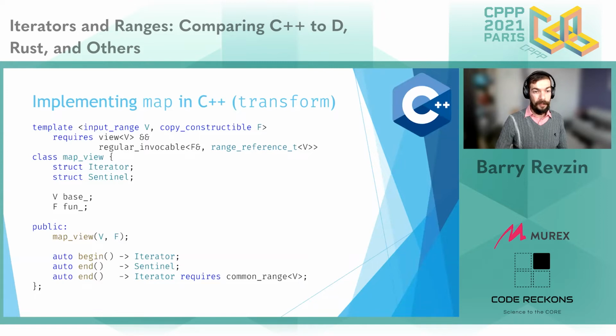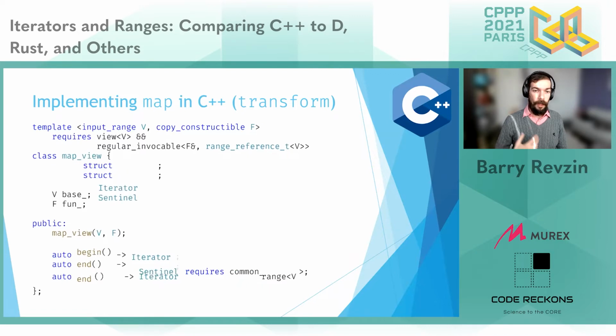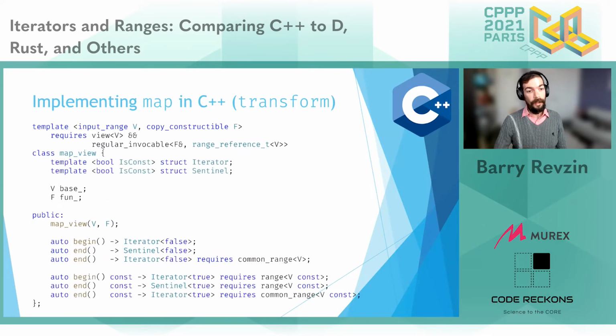So if you can iterate backwards, if you can reverse the underlying range, we will also want to support that operation as well. This still isn't complete because we also need to handle const-iteration. So in C++20, some ranges are not const-iterable and some are, and we need to handle these cases properly. And so in order to do that, we have now not just iterator and sentinel, but an iterator and sentinel that are templated on whether or not they're const iterator and const sentinel.